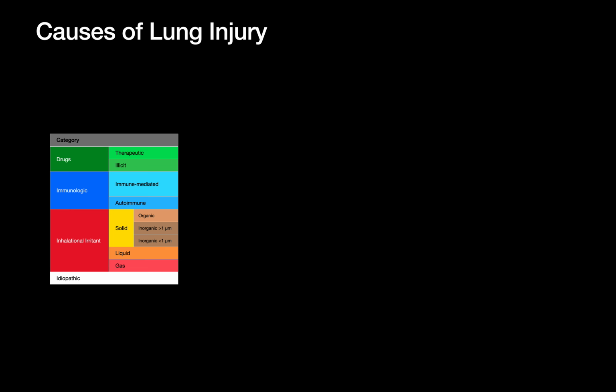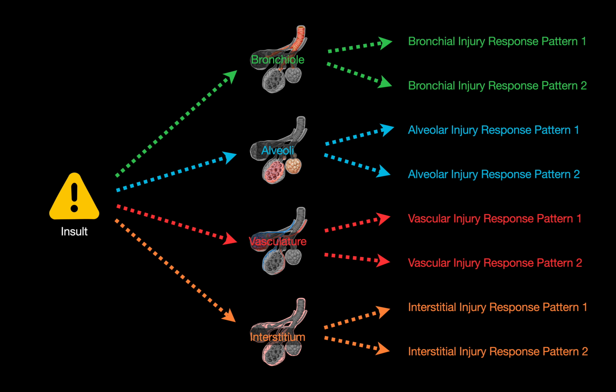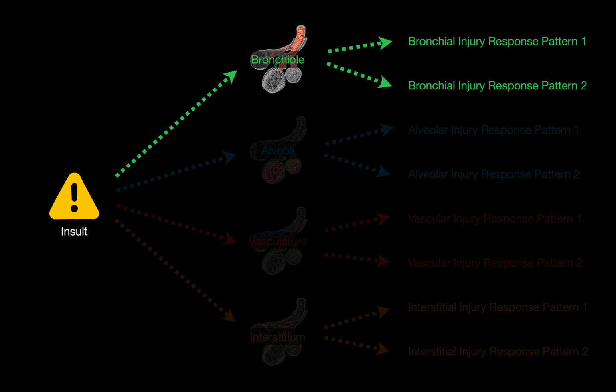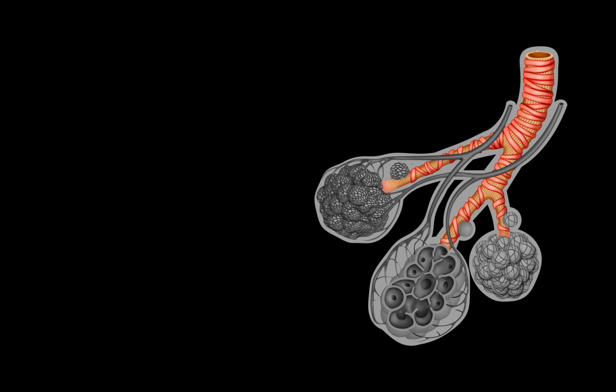Any one of these insults may injure the bronchioles, the alveoli, the microvasculature or interstitium of the lung. And injury or an insult to each element is tied to specific injury response patterns. Let's start by taking a look at insults that predominantly injure the bronchioles. And let's take a longitudinal cross-section through the bronchial illustration here.